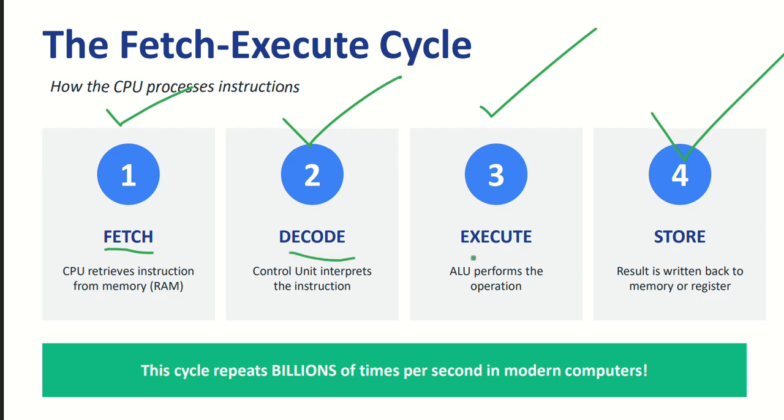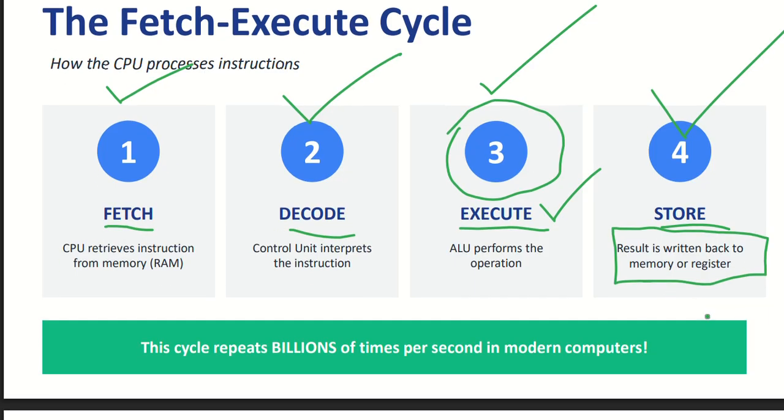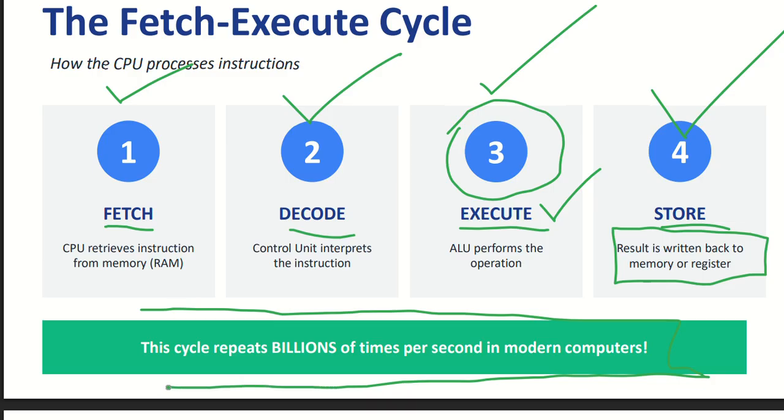The information is then executed, and the process is performed in step 3. The next thing is store. If you want to store the results, that is the fourth step. You can store the results and return them back to the memory or registers. The key point is that in modern computers, this cycle repeats billions of times per second.